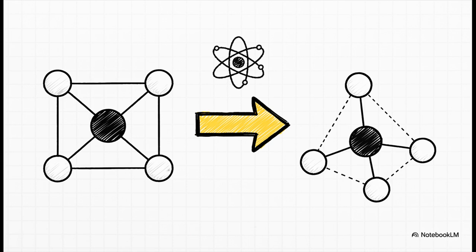So here's the bottom line, the crucial point. We've gone from a model that was just a simple drawing to a full-blown theory rooted in quantum physics that predicts the actual observable shapes and properties of molecules. It's not just describing what we see, it's predicting it before we even see it.